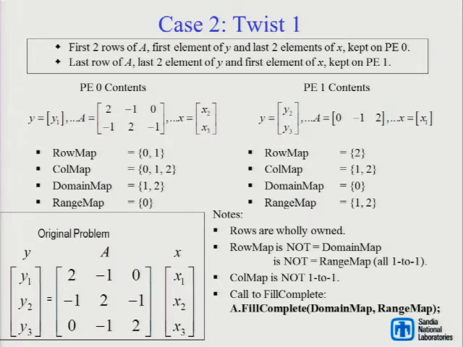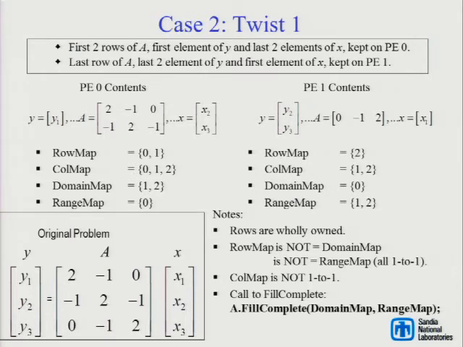Row map for this guy, 0, 1. Column map, 0, 1, 2. This didn't change from the last time. Domain is 1 and 2. Range is 0. For processor 1, row map is 2. Column map is 1, 2. Same as the last time. Domain map is 0. Range map, 1, 2.